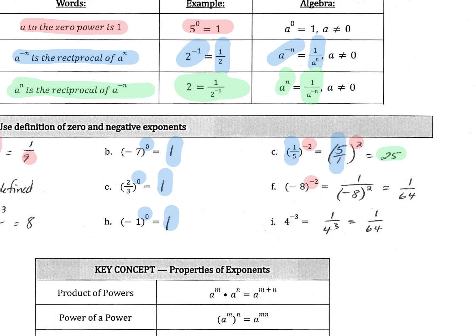Example F. We have an exponent of negative 2, but when we move negative 8 to the bottom of a fraction, it becomes positive 2. Negative 8 squared is 64. For letter I, 4 to the negative third power could also be written as 1/4 to the third power. 4 times 4 times 4 is 64.